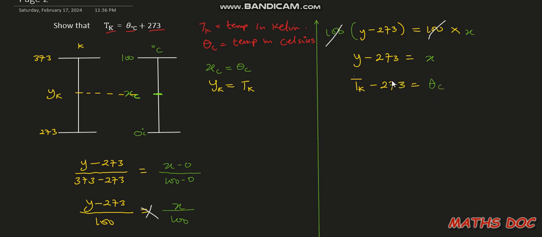From here, we take the 273 outside, and of course, you get TK to be equal to theta C plus 273. Proved. So there we go, it's done. That's what we're looking for, and that answers the question.